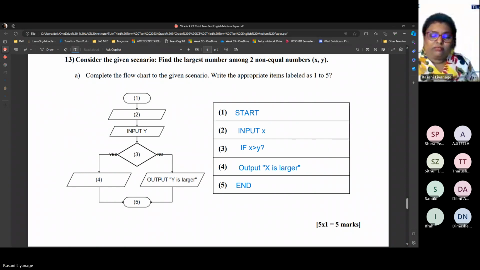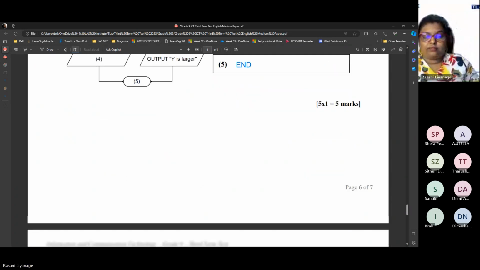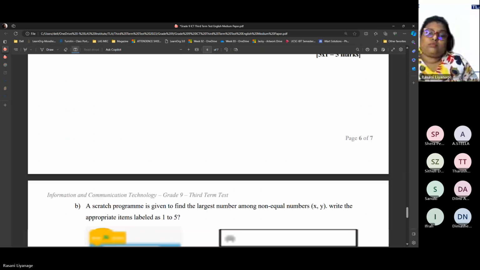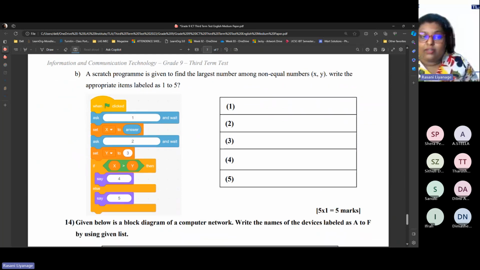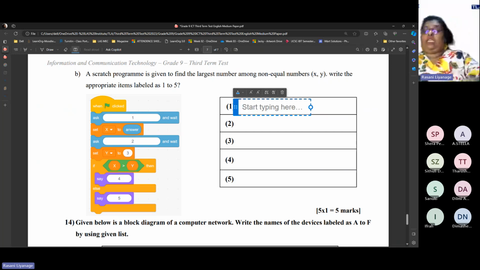Simple. And we are going to the scratch of the same. Ask. Enter. There you can give a meaningful name.